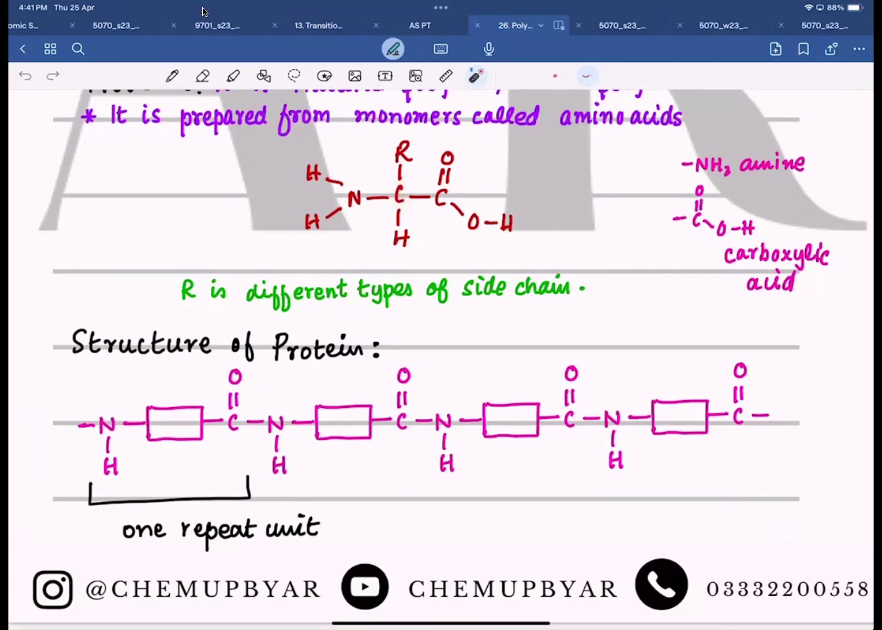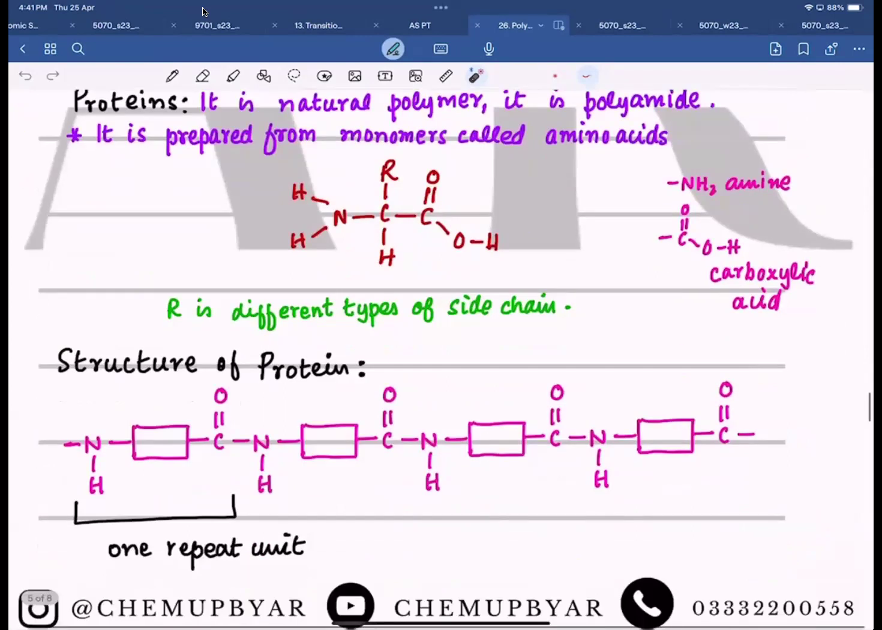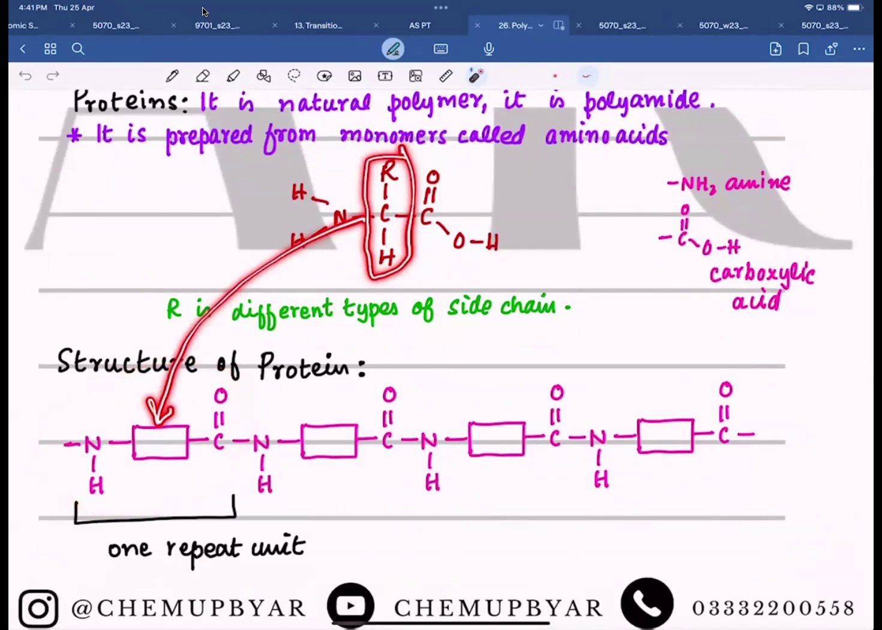What is your question? Sir, I am not able to understand the structure of protein. What is the problem? You have to understand. This is the structure. Okay, see what we did. We considered this as a box.